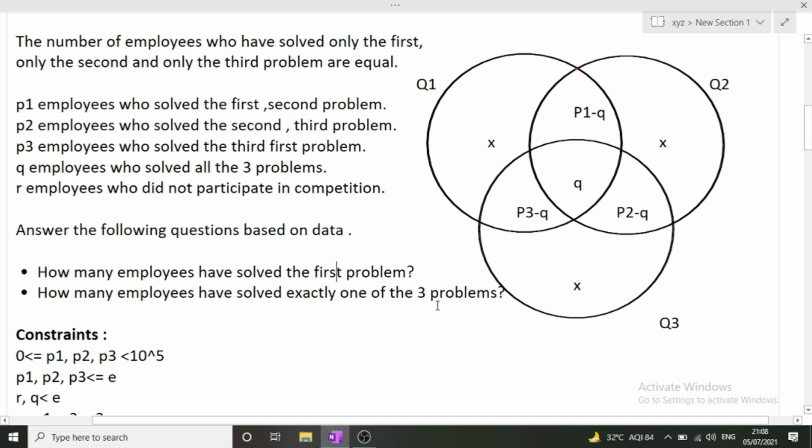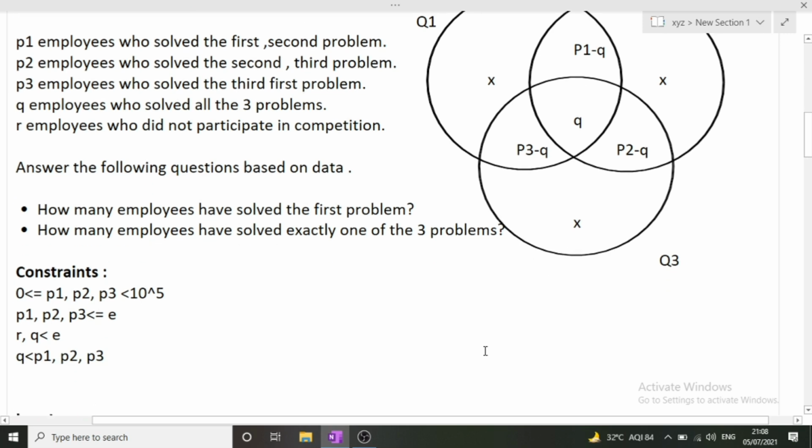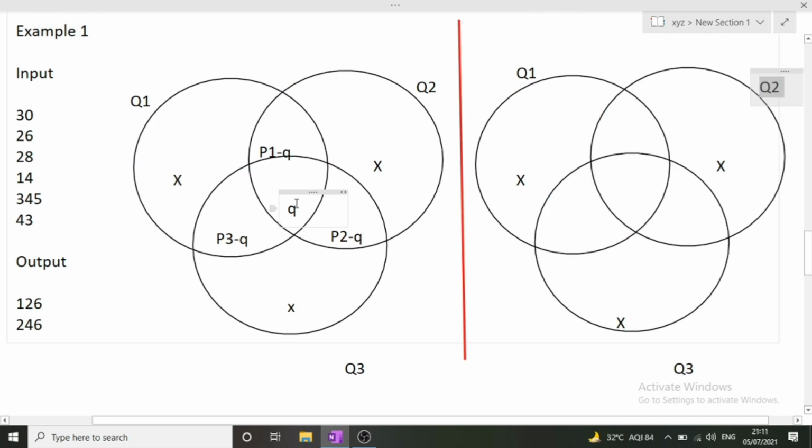So I hope the question is clear to you, and I have made this Venn diagram to make things clear. Now I will be making the Venn diagram of the input that is given to us. This is the Venn diagram I made earlier to explain things. Now we will make a new Venn diagram based on the values given as input. The first value is 30, that is P1. What was P1? Those who solved question 1 and question 2. Let's just write P1 here as it is first. I will explain later.